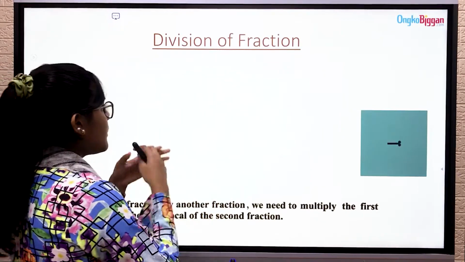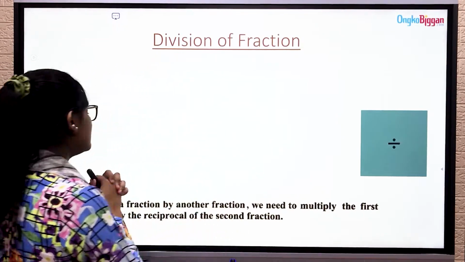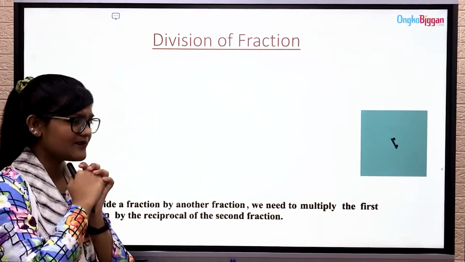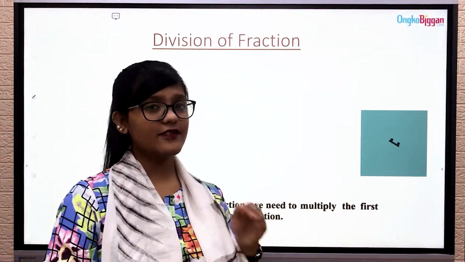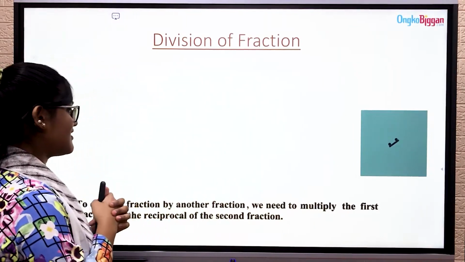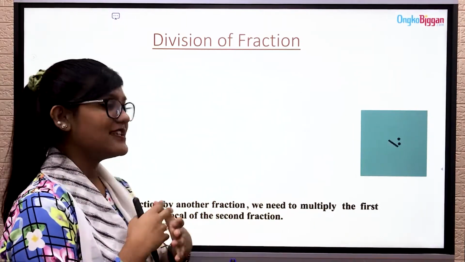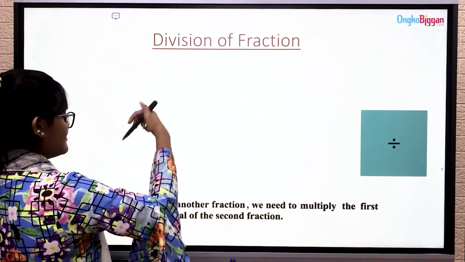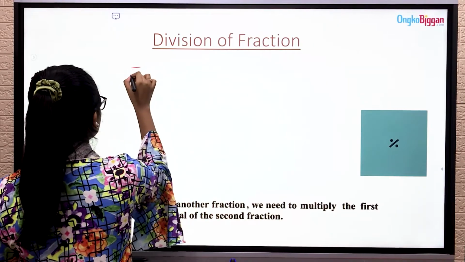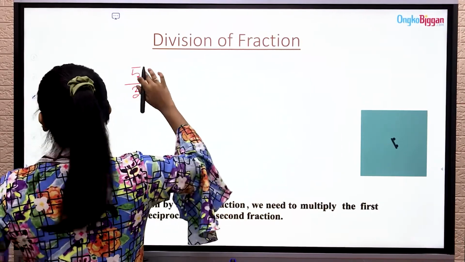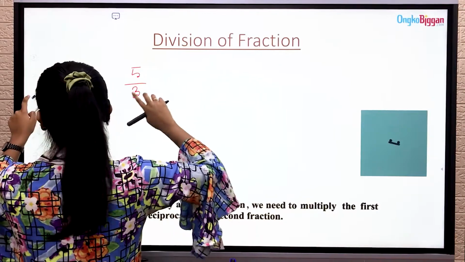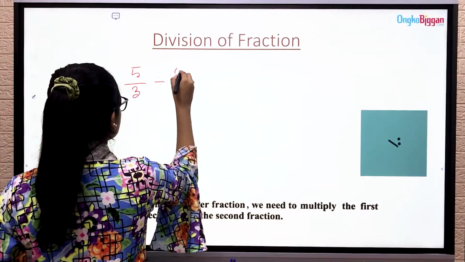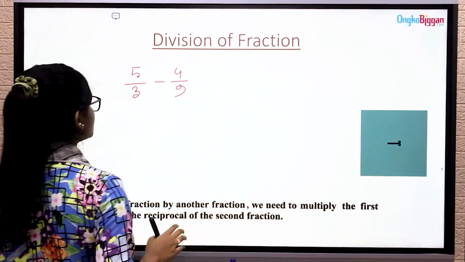Okay. Now what is division? Basically division is the opposite of multiplication, like the converse of multiplication. In case of division, we actually need to do multiplication. Like if you are given 5 by 3 divided by 4 by 9, what will you do?